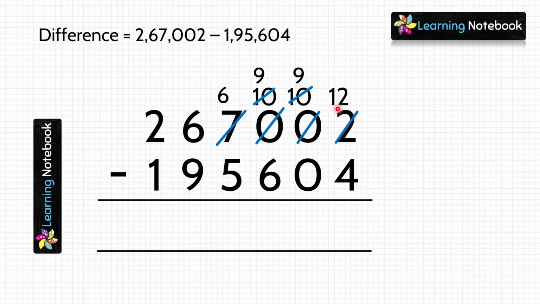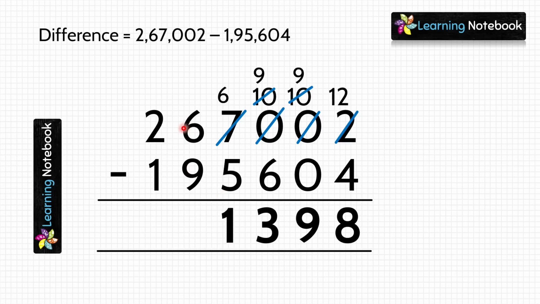Now we can do 12 minus 4, which is equals to 8. Next, 9 minus 0 equals to 9. Next, 9 minus 6 equals to 3. Next, 6 minus 5 equals to 1.